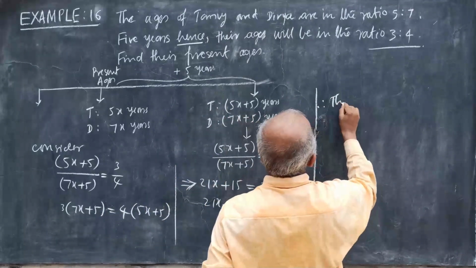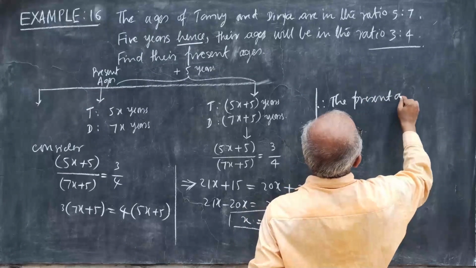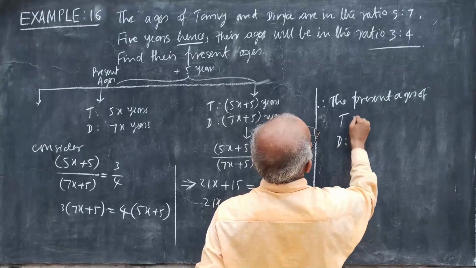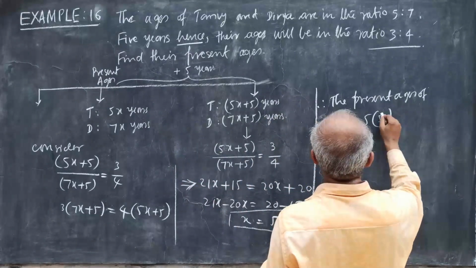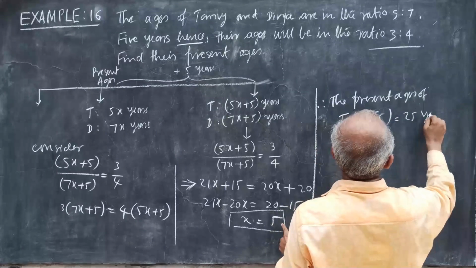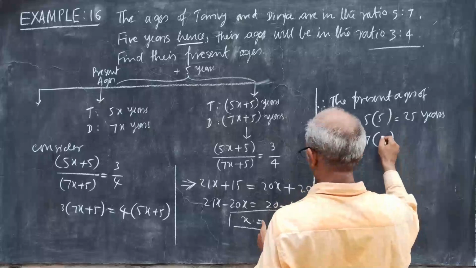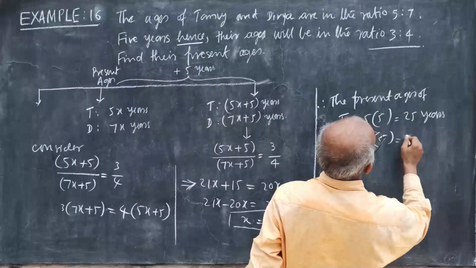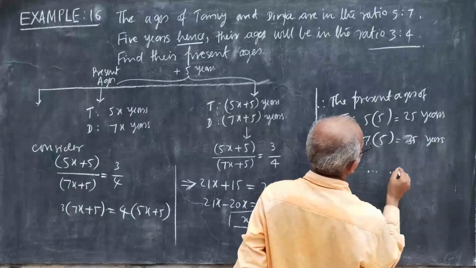Therefore, the present ages of Tanya and Divya: that is 5 into x is equal to 25 years. Divya, 7x, 7 into x is equal to 35 years. So this is your answer.